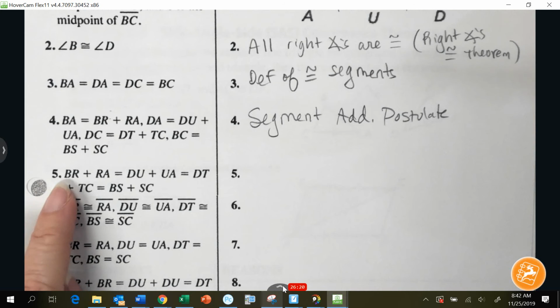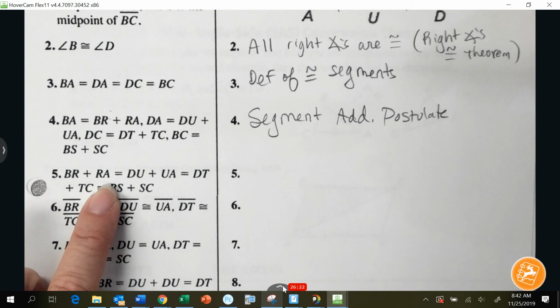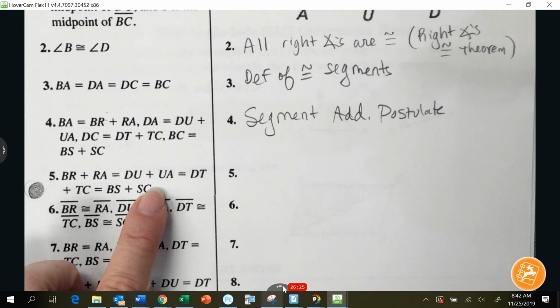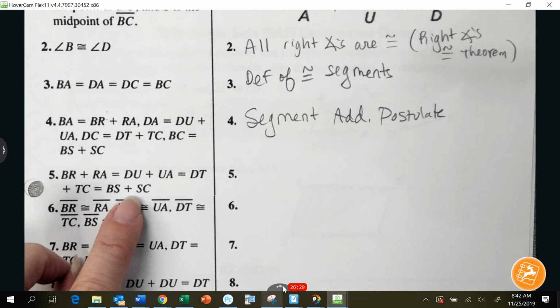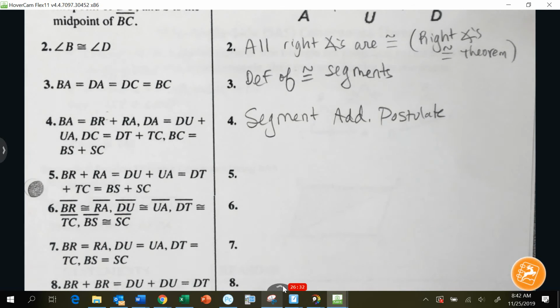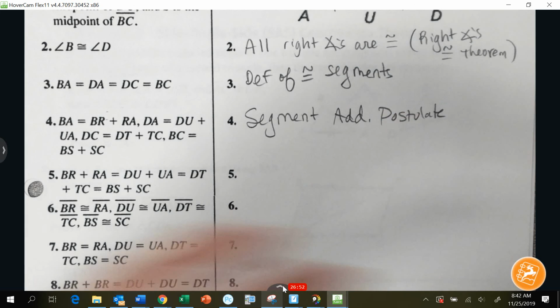Okay, my next one is BR plus RA equals DU plus UA equals DT plus TC equals BS plus SC. Maybe a little highlighting might help you find it. You guys can do this. That's why I haven't said the answer yet. You can do this. Except for I've lost my highlighter. Here it is.